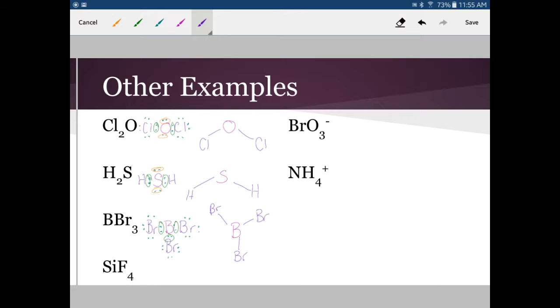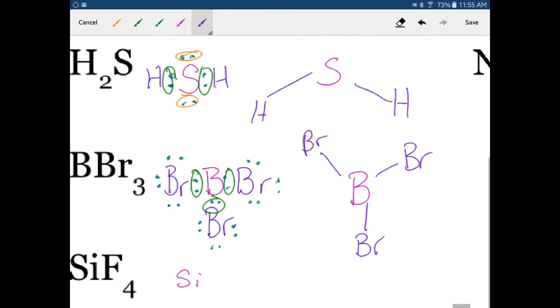Okay, if I look at SiF4, or silicon tetrafluoride, again, 1 body, 4 limbs. Silicon contributes 4 electrons, fluorine contributes 7 each, so we have 28 electrons to deal with. Sorry, that's wrong. 32 electrons to deal with. I'm going to have to squish this guy in here.